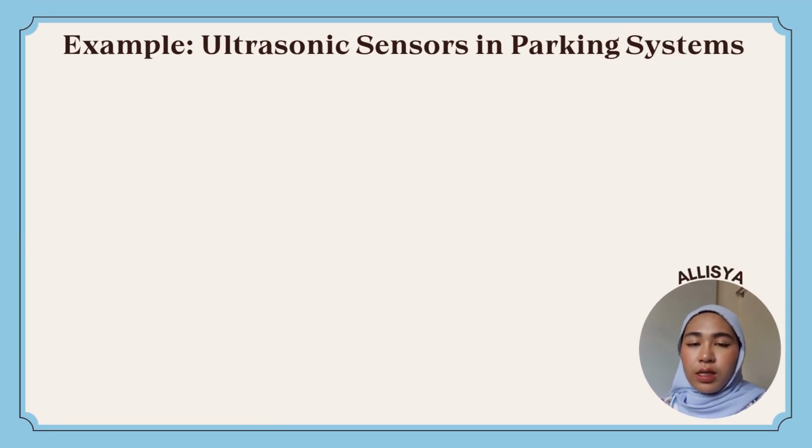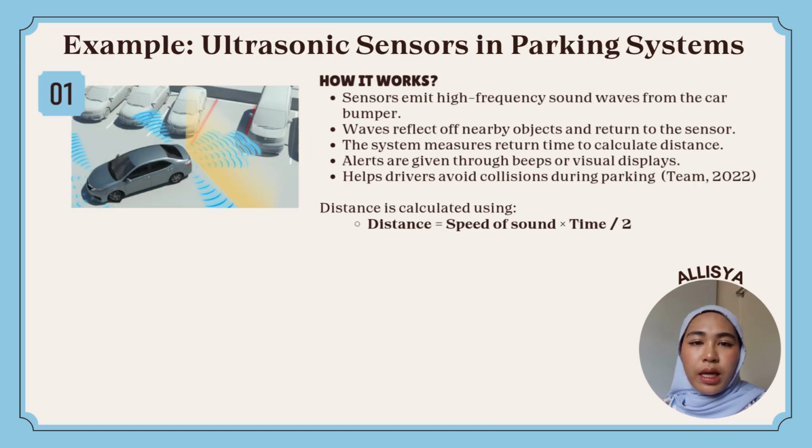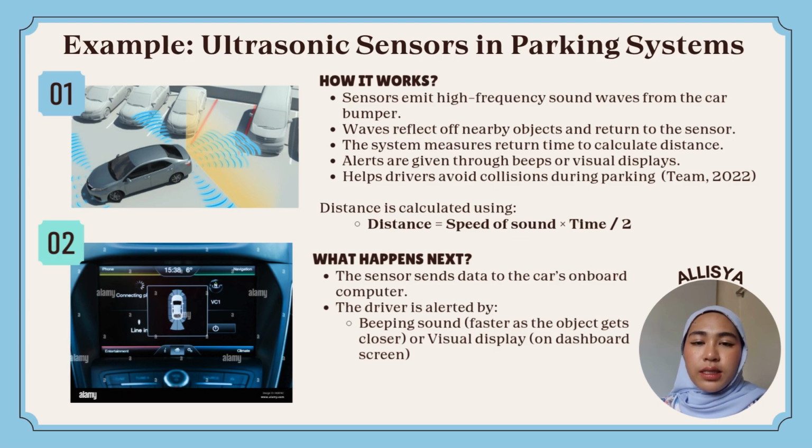For example, ultrasonic sensors in parking systems. The ultrasonic sensors in cars work by emitting high-frequency sound waves from the bumper. These waves bounce off nearby objects and return to the sensor. The system measures the return time and calculates the distance. Then, the sensor sends this data to the car's computer. The driver is alerted through beeping sounds or a visual display, helping the driver to avoid collisions while parking.